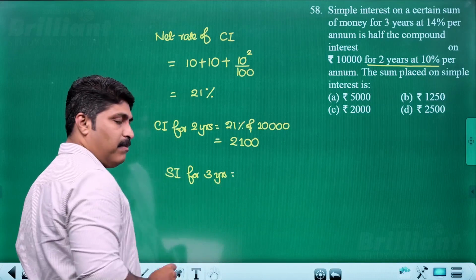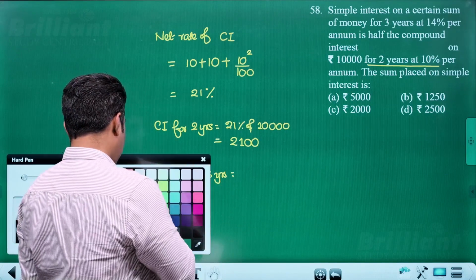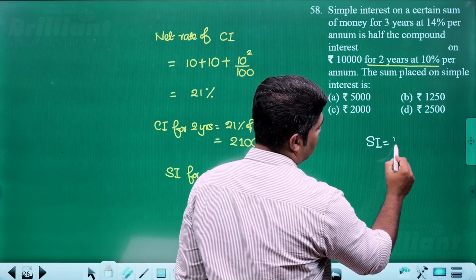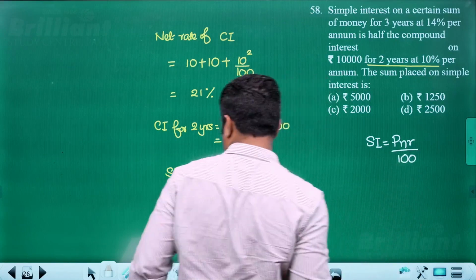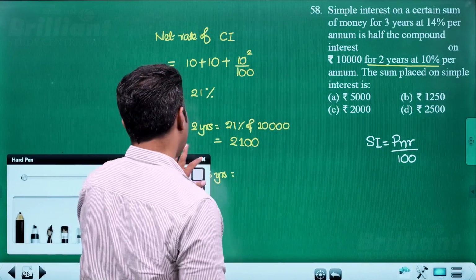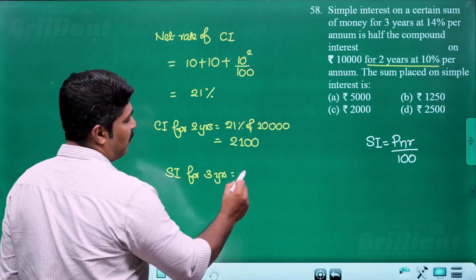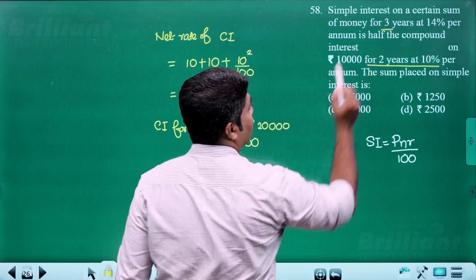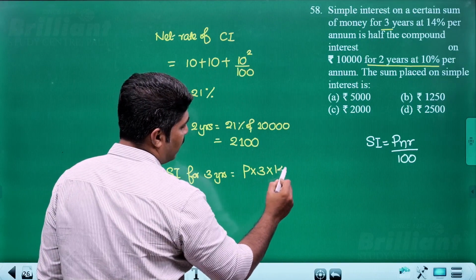How to find simple interest? That is PNR by 100. You already learned those things in the basics. Simple interest is equal to PNR by 100. Once we are considering these parameters here, we are going to find out the sum. That means P, we are going to find out P. And number of years, that is 3 years. A rate of interest, that is 14.